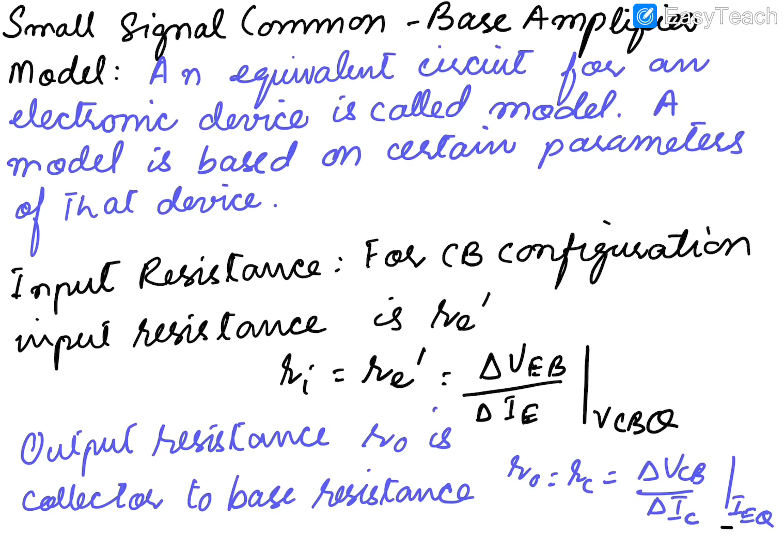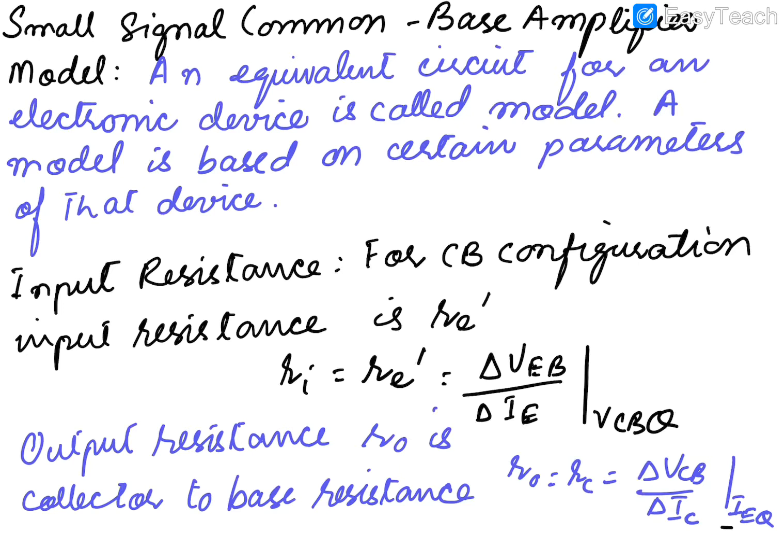Today we will discuss small signal common base and common emitter amplifier models. We have already discussed different parameters using which we can draw a model, which is basically an equivalent circuit for an electronic device. Previously we discussed the amplifier model for transistors using transistor parameters such as beta, alpha, Ri, output resistance, etc. So this is the common base amplifier model.